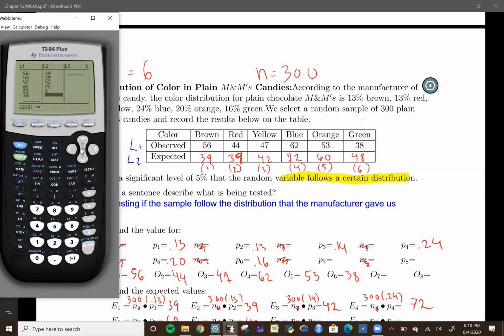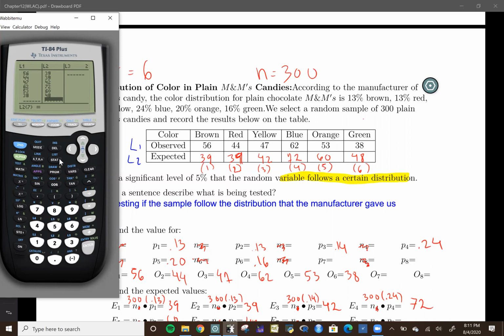When you're entering this, it's very important that you put them in the order that they are. So for 56, for the brown, it should correspond to 39 as the expected value, in the same row. If you don't, it will give you an incorrect answer, because the calculator corresponds the first number with the first number in L2, since it does L1 minus L2 and then divides by L2. Everybody good in regard to this?